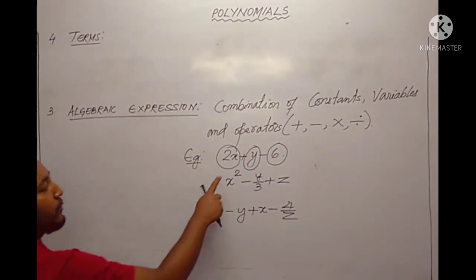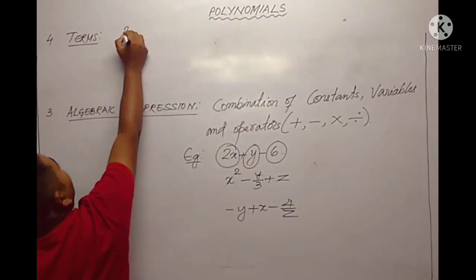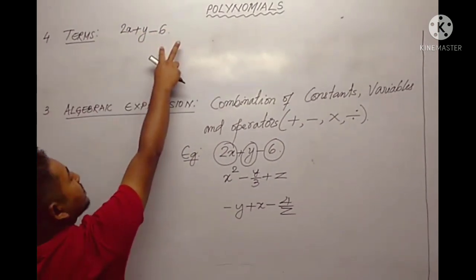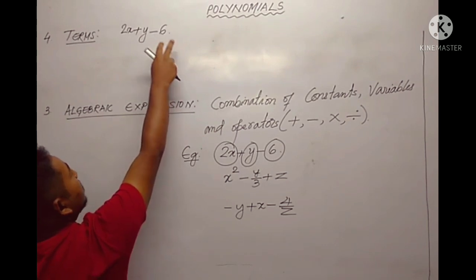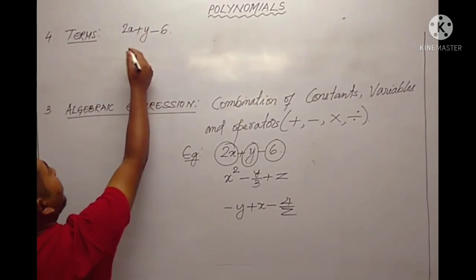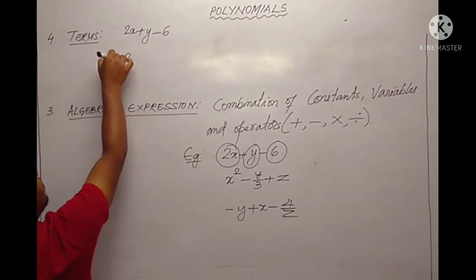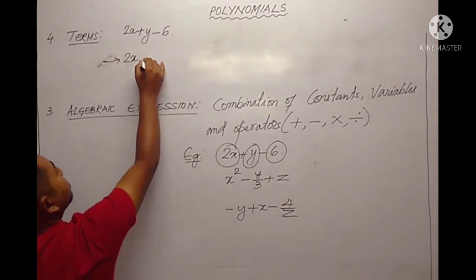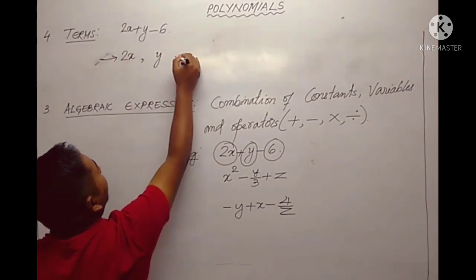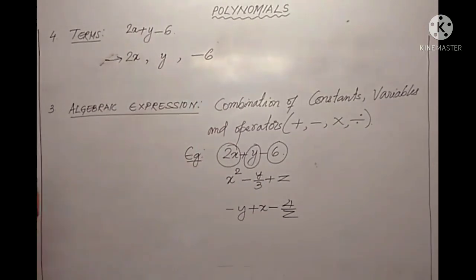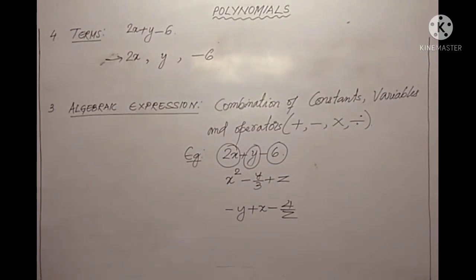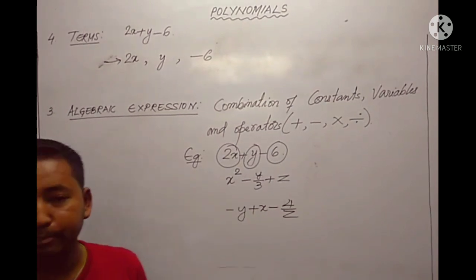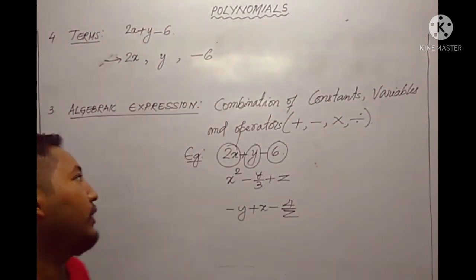Now, in this expression, 2x plus y minus 6, what are our terms? Our terms are 2x, y and minus 6. These are our terms. Alright. Now, let us go to the next one, and that is polynomial.